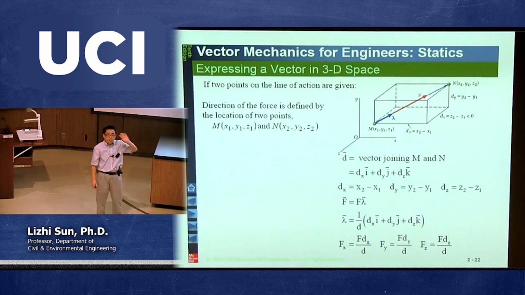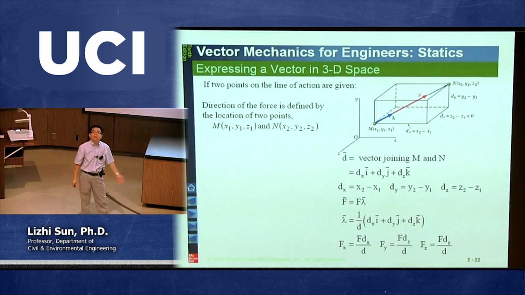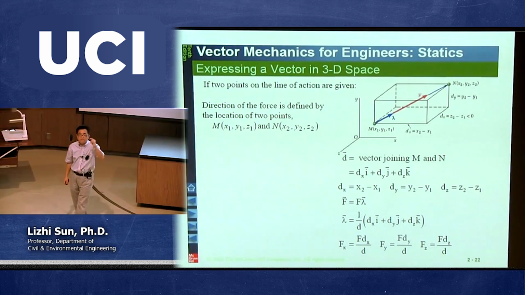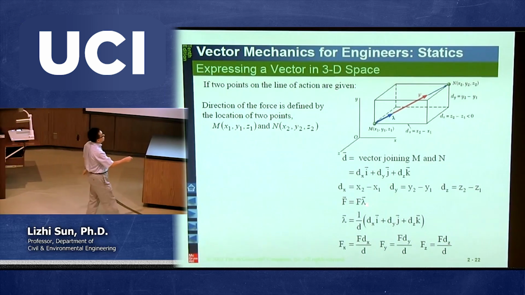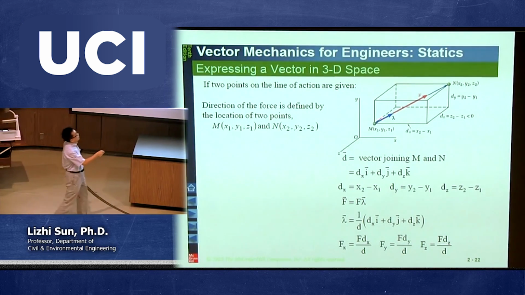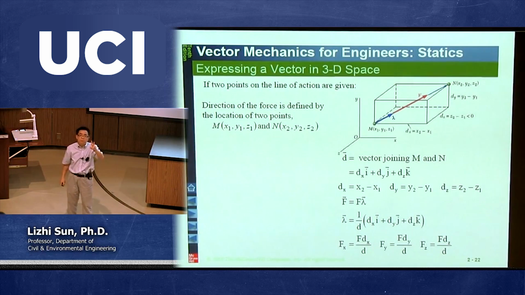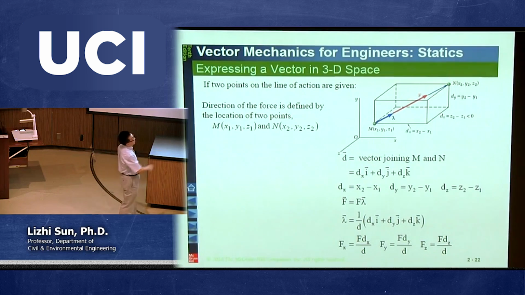Let's say we know the force magnitude is 100 pounds or 100 Newton, whatever. Multiply it with lambda, the unit vector for that direction. So now the point becomes how to calculate this lambda. The bottom line is, as long as I know two arbitrary points on that line. So let's say we know point M and point N.